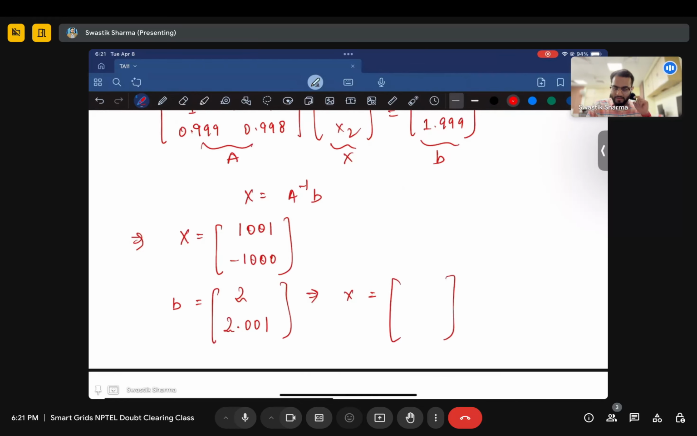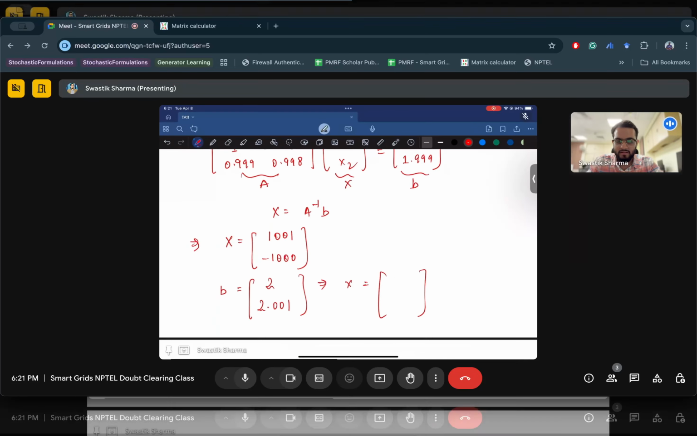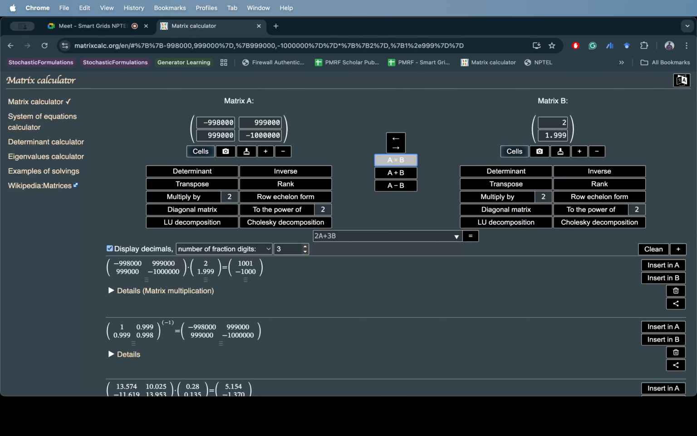I won't change screens, since I have to shift screens multiple times. I'll just solve it and give you the final result. So if I do it with 2.001, if I solve, the answer comes out to be 2999 and minus 3000.